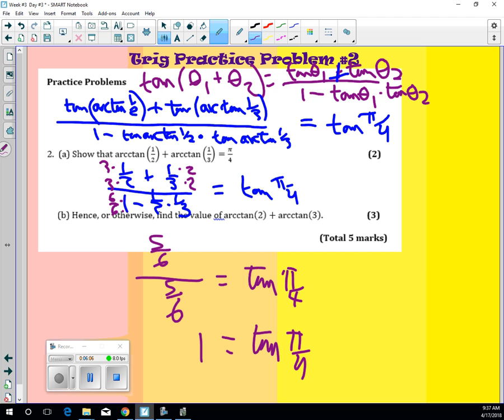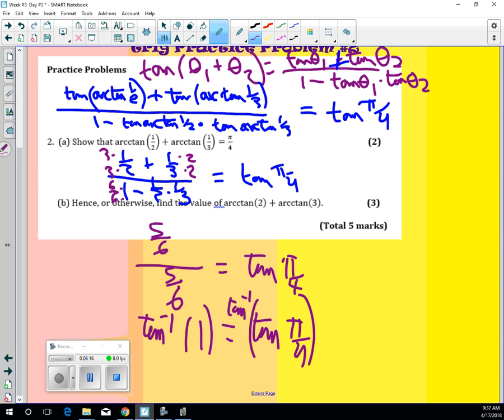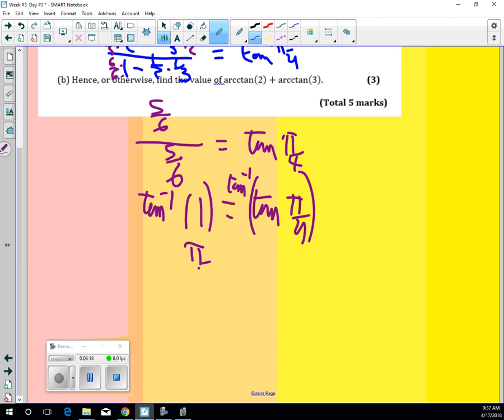And now let's take the inverse tangent, like Mr. Fry said, of both sides. What's the inverse tangent of 1? Pi over 4. And what's the inverse tangent of the tangent of pi over 4? You like that one? I like that one. Okay, now, smarties, do this one.